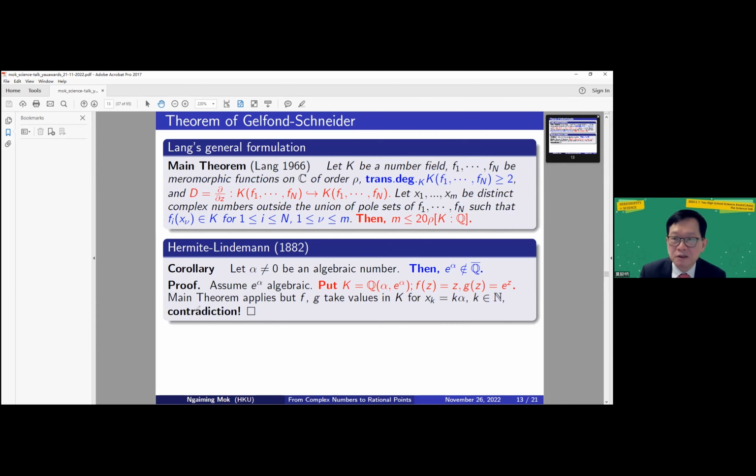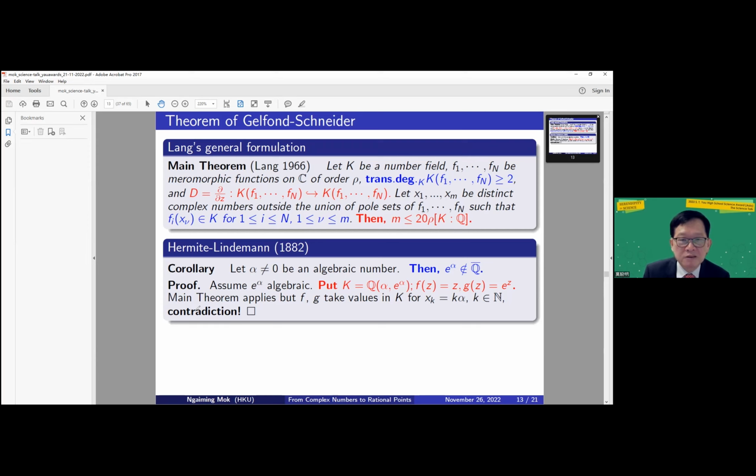Now, the main theorem, according to Serge Lang's formulation, says the following. If you look at a field of functions, like the exponential function and the coordinate function z here, and if they are of finite order, meaning like the exponential function, and if by differentiation you still get some function in this function field, then the set of points where both generators take values in K is finite, and actually it can be bounded.